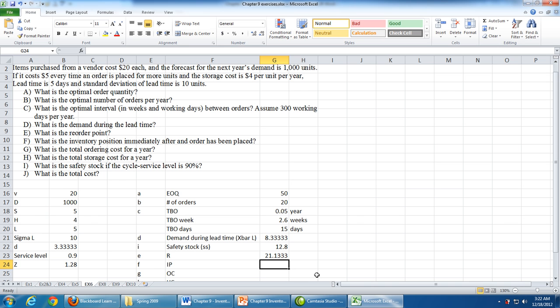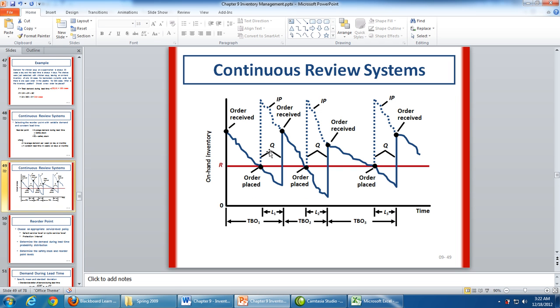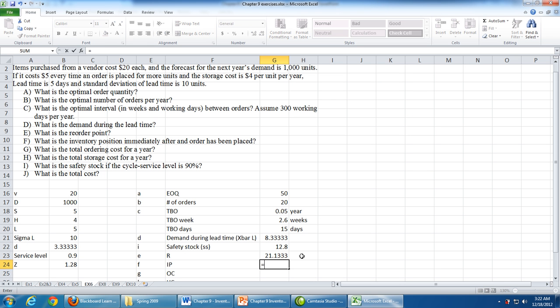Okay, inventory position. Let me go back to the slide a little bit to explain it. The inventory position right after the reorder point is reached and the new order is placed equals R plus Q. Which is about 70 plus Q. Okay, I think I made a mistake over there. It should be d times L, small d times L, plus safety stock, Z sigma L.